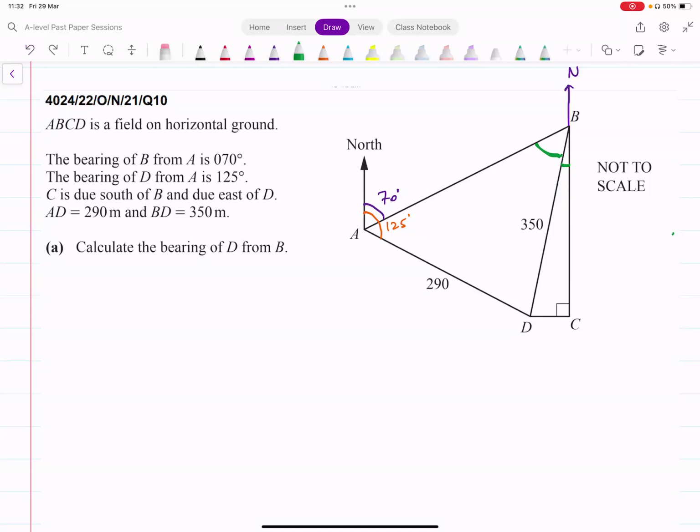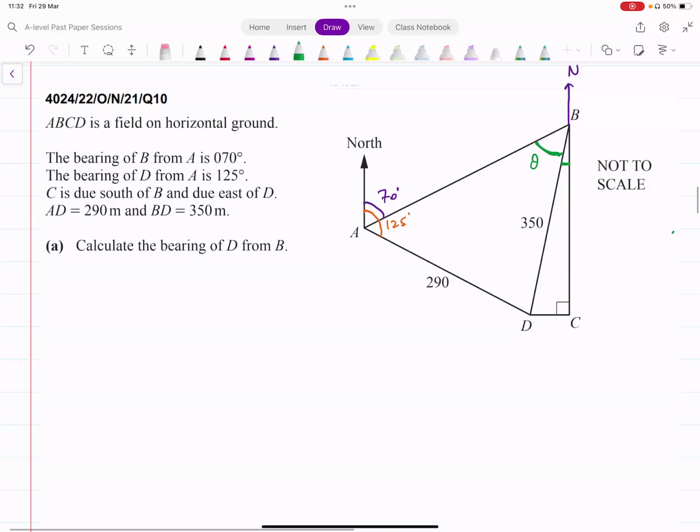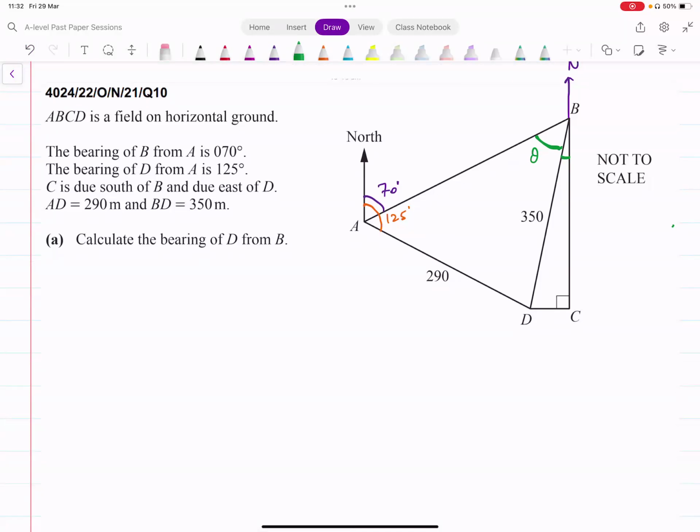Okay, now let's call this angle something. Let's call this theta. Let's say we're looking for this. How can we find this angle? Well, we know that this is a pair that we have, 290 and theta. That's one pair. Theta is what we have to find out. 350 length is given. What about the angle opposite to 350? Now we are given two bearings. We are given that this is 70, this is 125. So 125 minus 70 is going to give us this bearing. Let's figure this out. 125 minus 70, what does that give you? 55 degrees. So this angle, therefore, is 55 degrees.